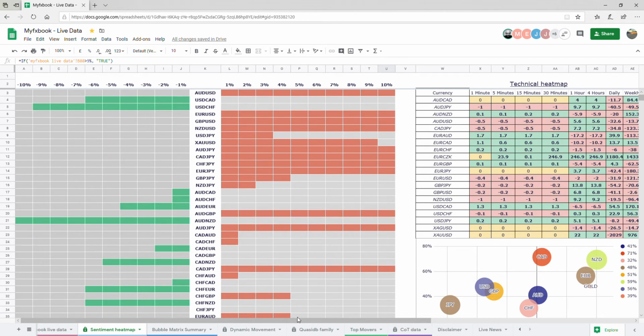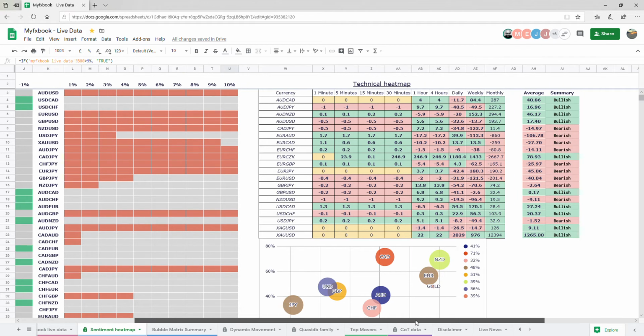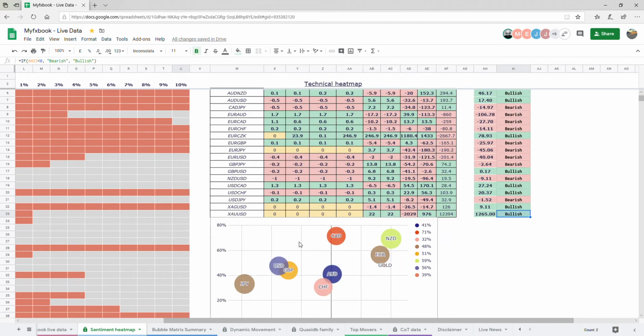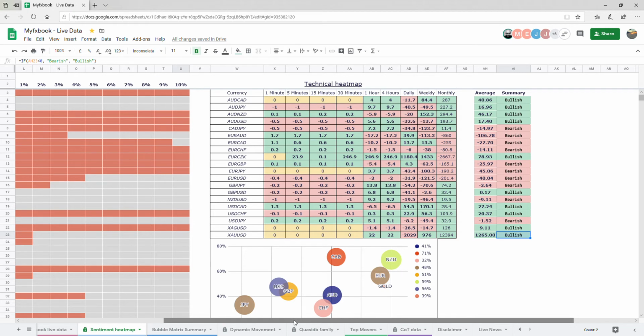Technical heat map, which is just price performance, just how we're doing, on the 1 minute, 5 minute, 15 minute, half hour. See the monthly, gold's doing really well. And what this is, it calculates an average across the multiple time frames, and that's why that's a bullish bias. So that's that really. The sentiment heat map is just good for high level.